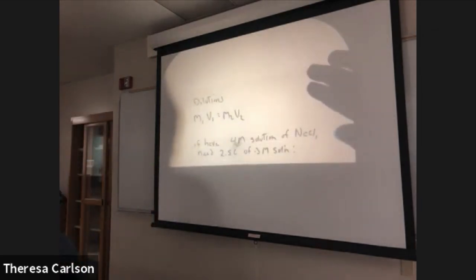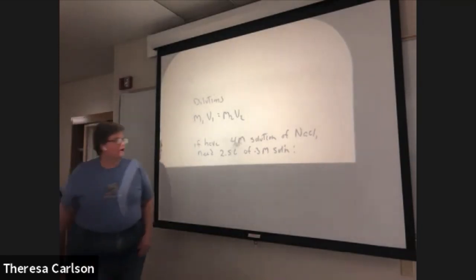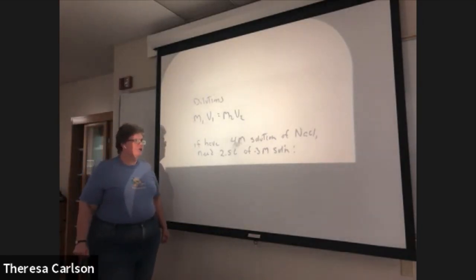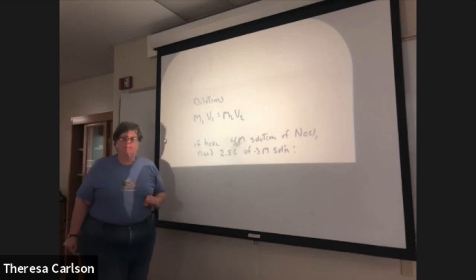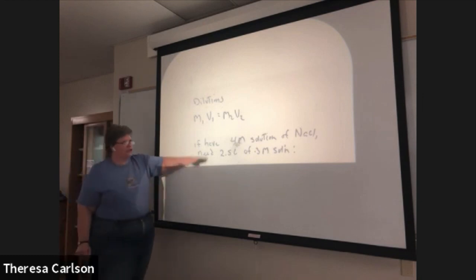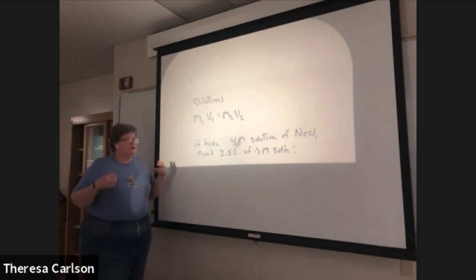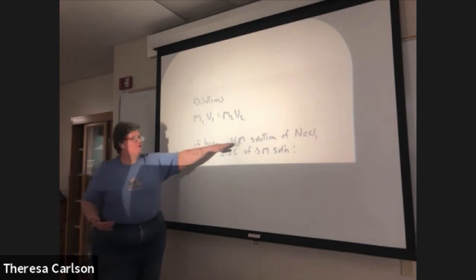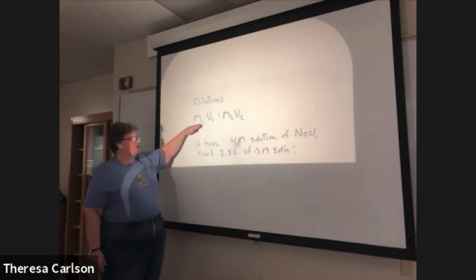So if you have a 4 molar solution of sodium chloride and you need 2.5 liters of 0.3 molar solution, this is a straight dilution type of calculation, so you're going to use M1V1 equals M2V2. So you say, well, what do I know? Well, you have 4 molar, so you know what you're starting with.